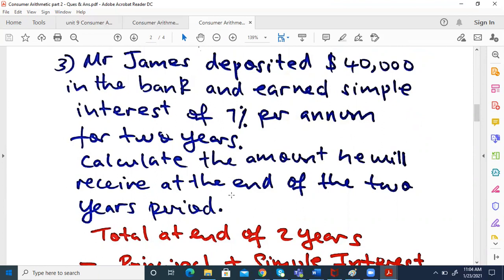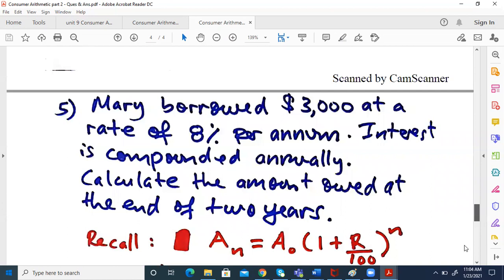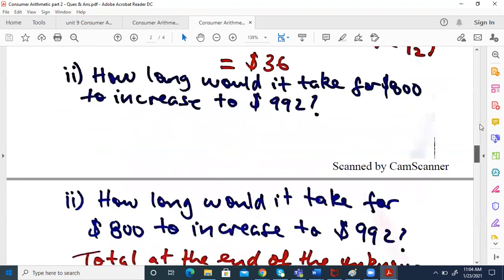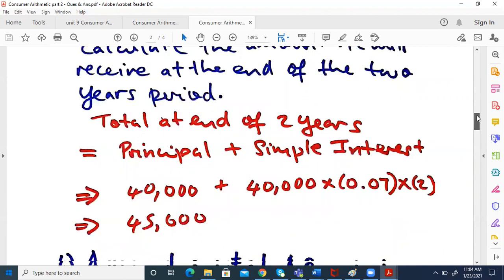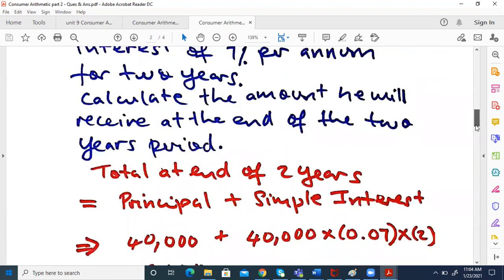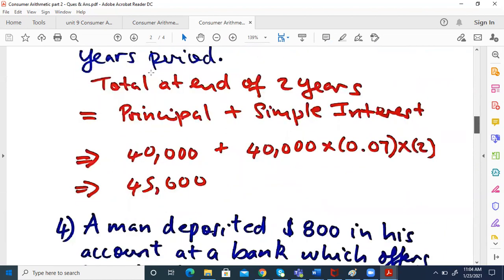Oh, okay. So maybe I'm going to have to get some of these questions now. Well, let me see how many questions there are. But I want you to at least try something. I'll probably try number 4. So for this one, they're asking for the total amount of money. So the total at the end of 2 years is the principal put in plus the simple interest it will earn.